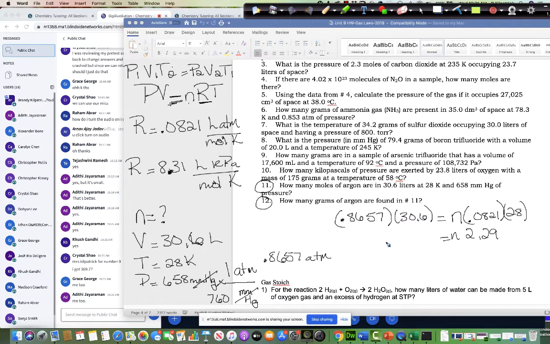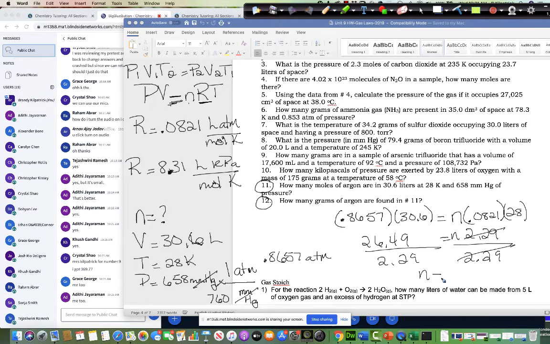30.6 times 0.8657 is 26.49. Divide both sides by 2.29, and your number of moles will be this, 11.567 moles. Now, number 12 deals with this one.